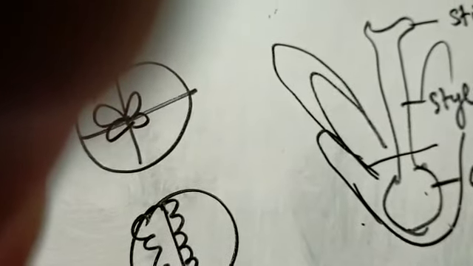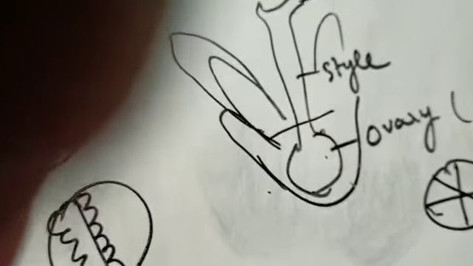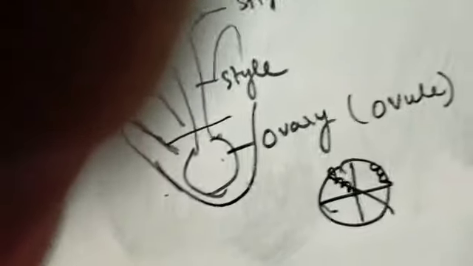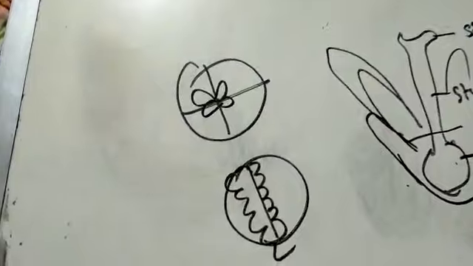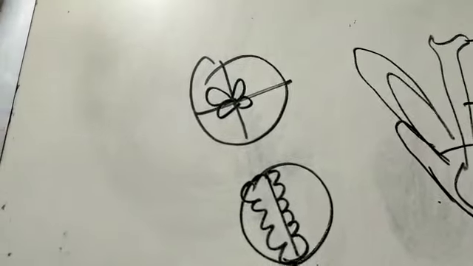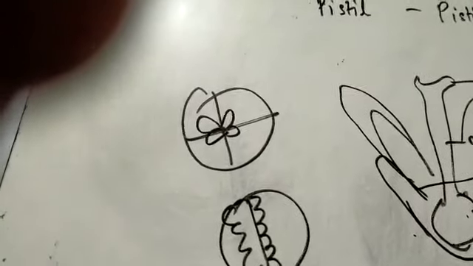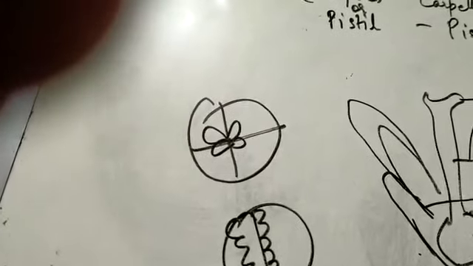The way the ovules are attached, as I told you, ovules are attached to the ovary. It may be attached in this manner, or it may be attached in this manner, or it may be attached like this, or like this. So such an arrangement of the ovules in the ovary is called as placentation. The arrangement of the ovules inside the ovary is called as placentation.